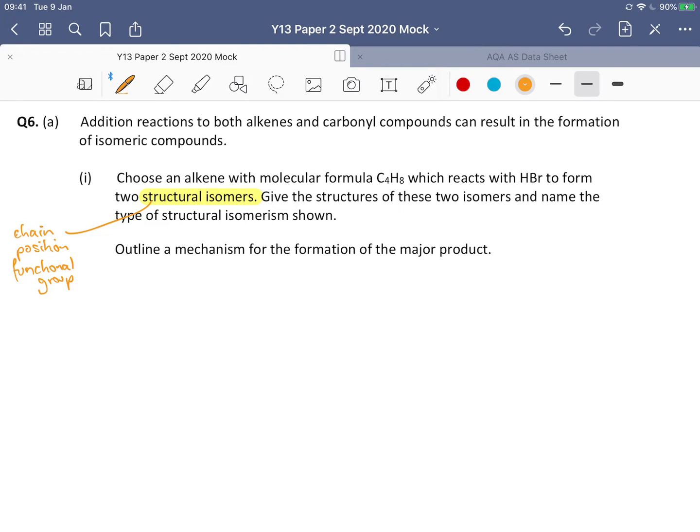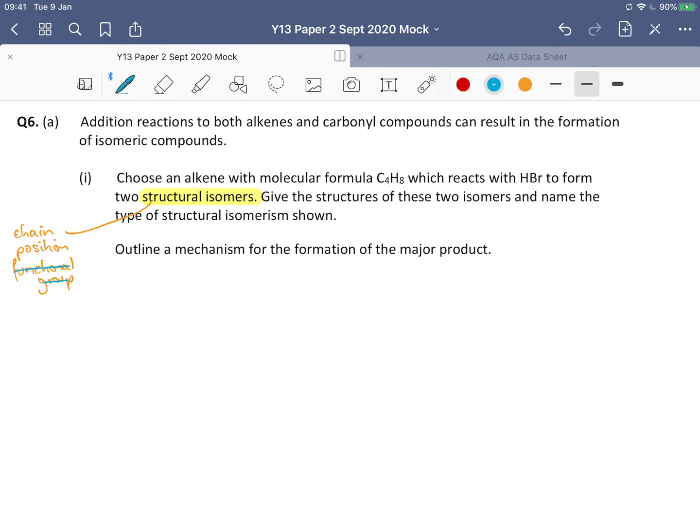Give the structures of these 2 isomers and name the type of structural isomerism shown. So is it chain, is it position, is it functional group? And then outline a mechanism for the formation of the major product. Now, talking about major products, we're only reacting our alkene with HBr. I hope you'll feel happy with instantly ruling out functional group.